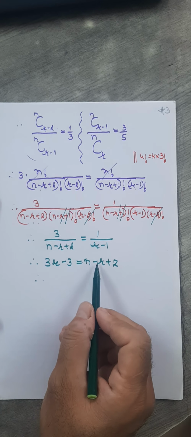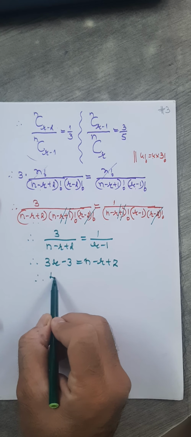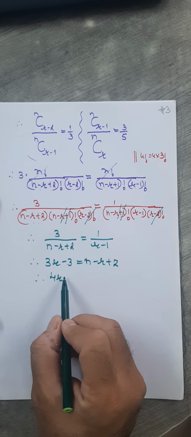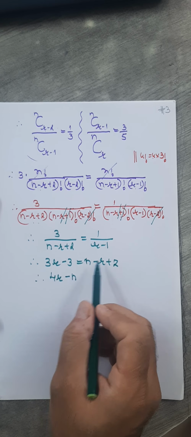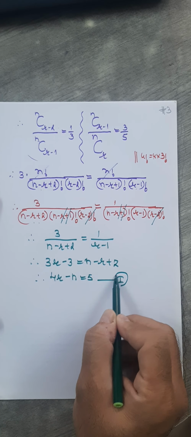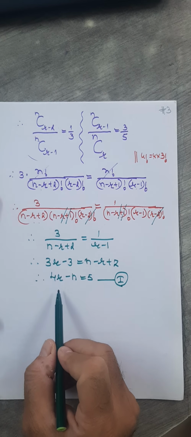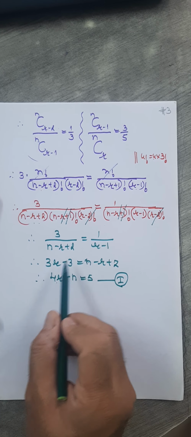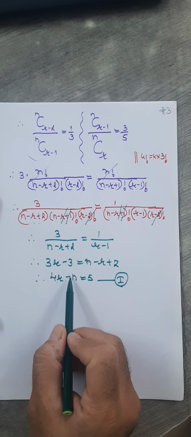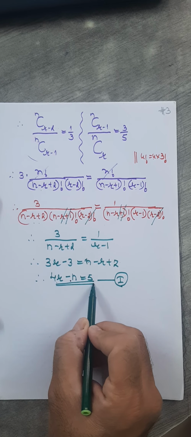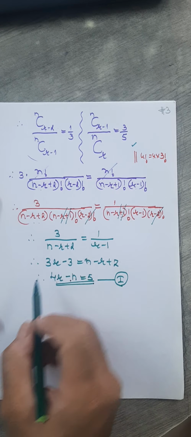So what will we get from this? Take r over here, so 4r. I'll take n over here, minus n. 3 over there, that's 5. So this is equation number 1. Call this 1. This is one equation in r and n. r over here, so 4r. This n on the left hand side, minus n. I'll take 3 over there, so 3 plus 2, which is 5. This is one equation.